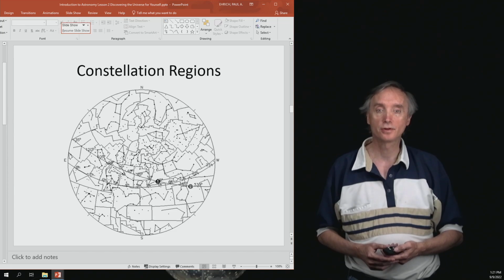So here's a picture showing all of those different jigsaw puzzles, and inside the puzzles you can see the traditional constellations.